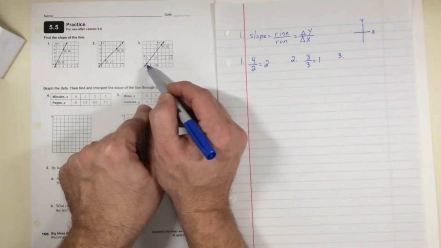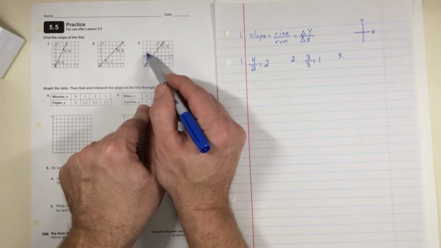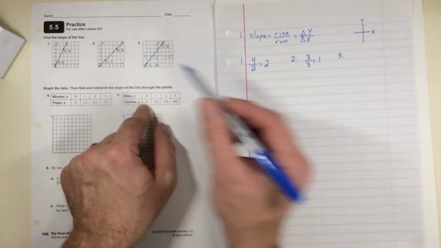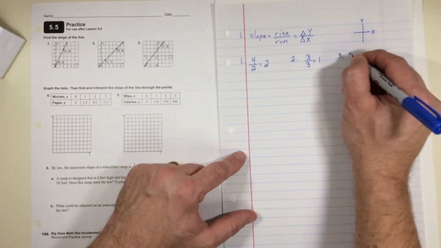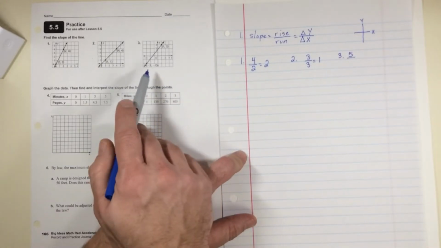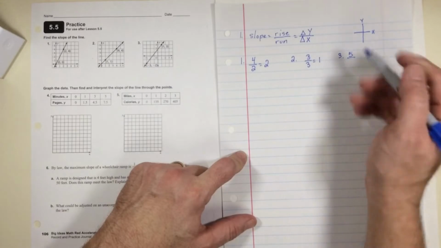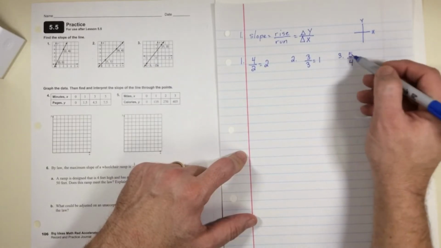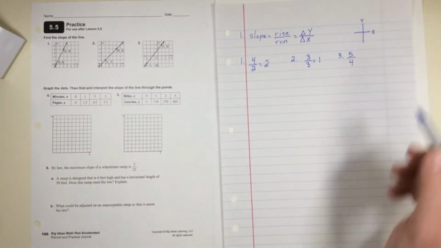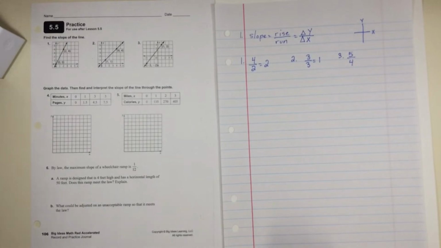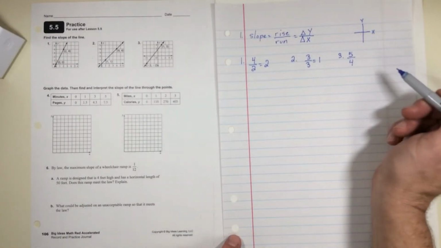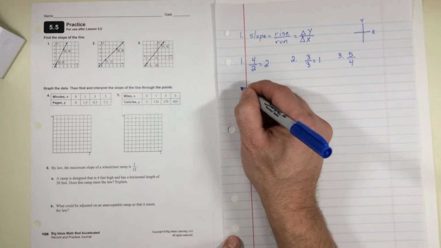All right, starting down here, it goes up 1, 2, 3, 4, 5. It went up 5, so our rise is 5. And our run is 1, 2, 3, 4. It went over 4. Our slope is 5 over 4. Do not make that a mixed number. I don't want to see 1 and 1/4. Just make it 5 over 4, just like it is. Number 4.